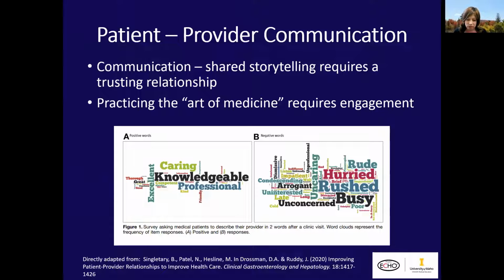So now that I've just touched a little bit on eliciting stories, I'd like to turn to the practicalities of patient-provider communication. And that brings me to an excellent article I recently read by Drossman and Ruddy. And they say that in order to communicate well, you have to have trust. And that's a tall order when you have a limited amount of time.